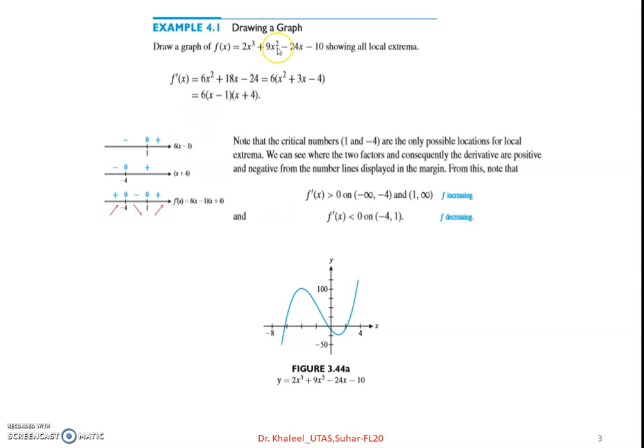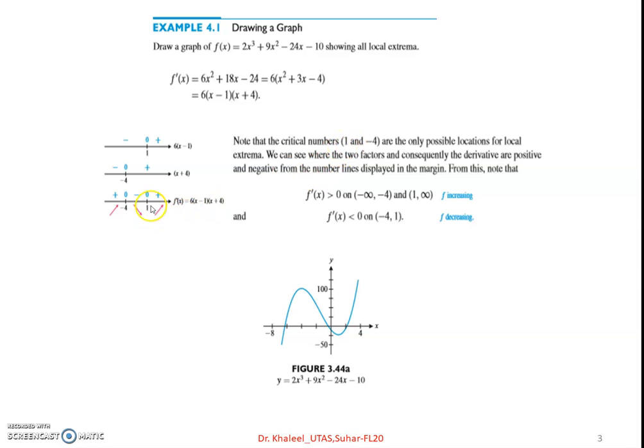Let's see an example here. Draw the graph of this showing all extrema. We have already done this question. We find the derivative and we find the critical numbers, and they are 1 and minus 4. Then what we do here is, you leave these two factors, and only check this part. So you just show where it is.